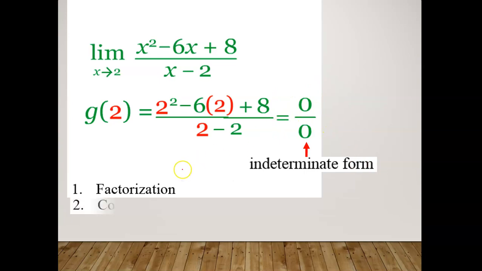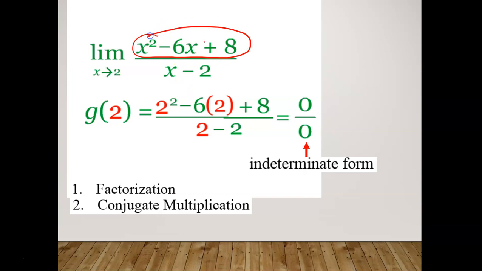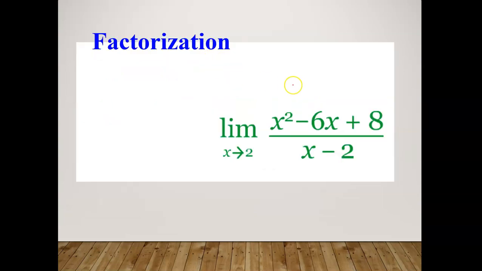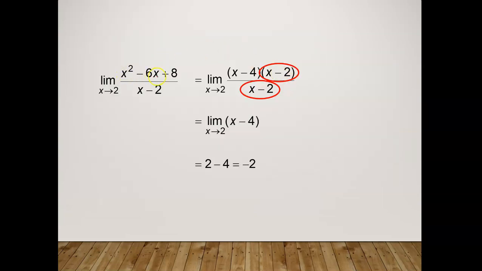From here, you have to choose either of these two methods. The first one is factorization. The second one is the conjugate multiplication. But in this case, we will use factorization, because if you look at the numerator, you can factor it out. So x squared minus 6x plus 8 can be written as (x minus 4) multiplied with (x minus 2). What happens is this x minus 2 we can cancel out, so you are left with only x minus 4.